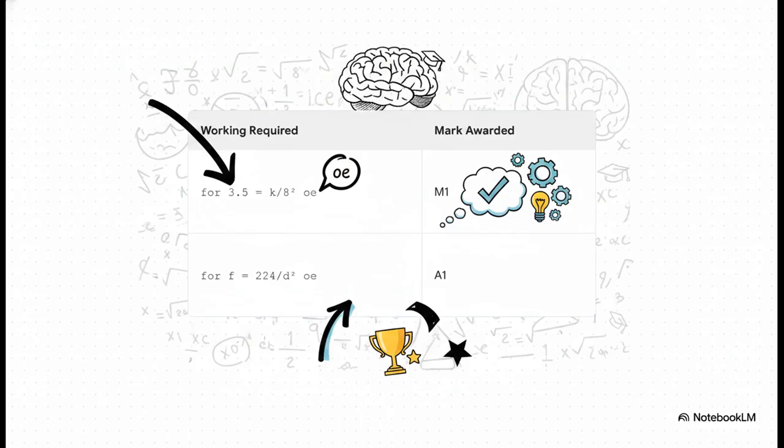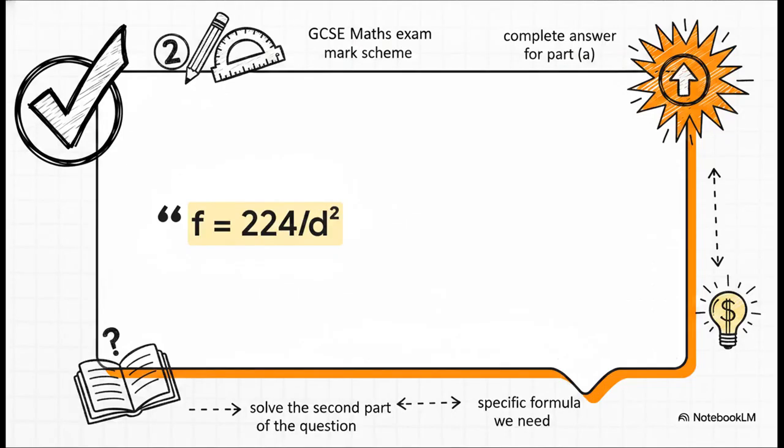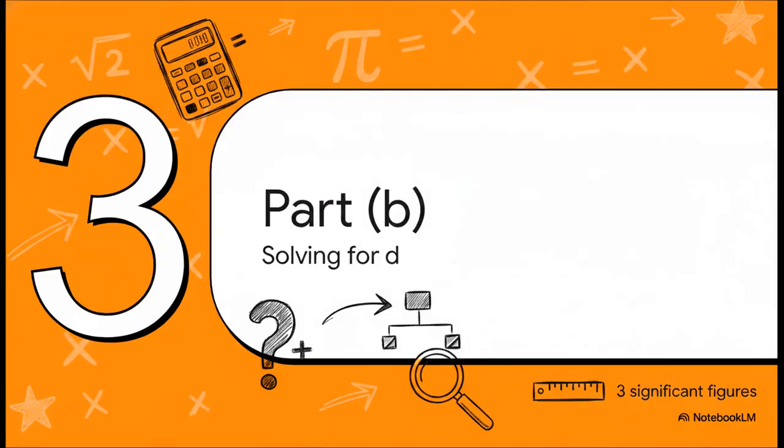Then you get your second mark, the A1 or accuracy mark, for writing down the final correct equation, F equals 224 divided by d squared. And that's it. That equation right there is the full answer for part A. 2 marks are in the bag. But even more importantly, we now have the exact tool we need to solve the second half of the question. Right, on to part B.